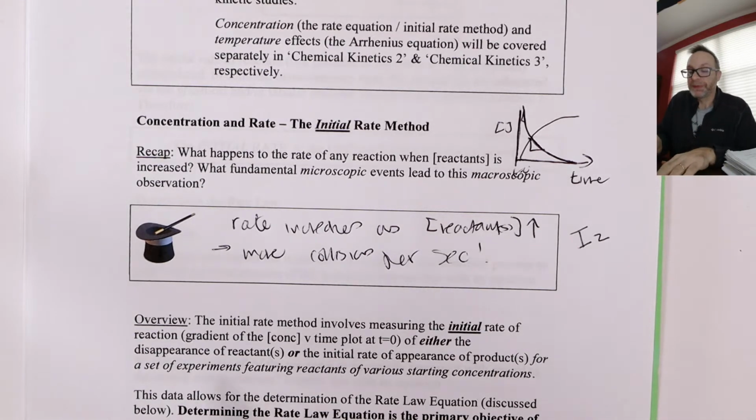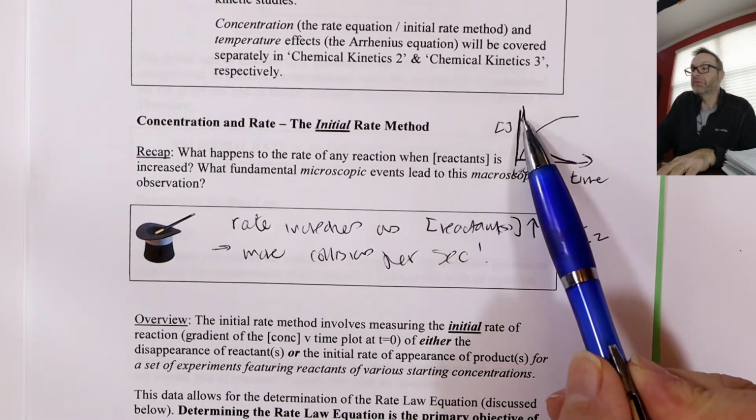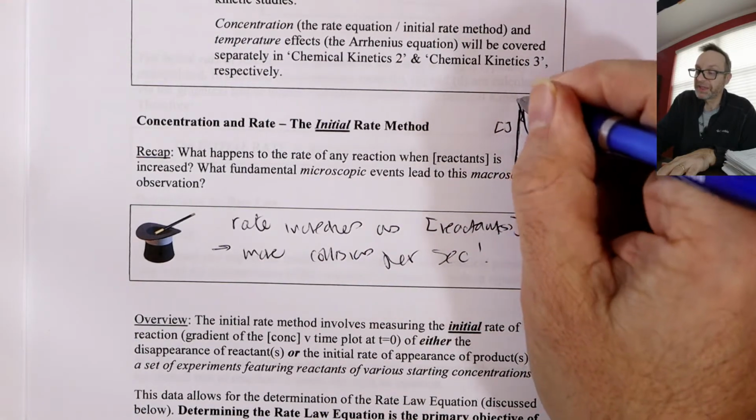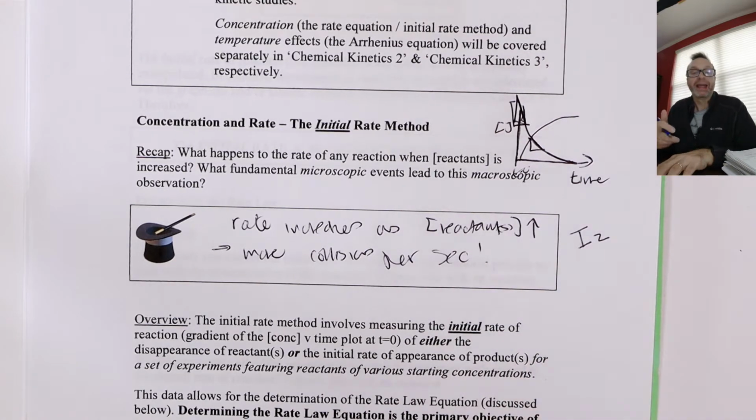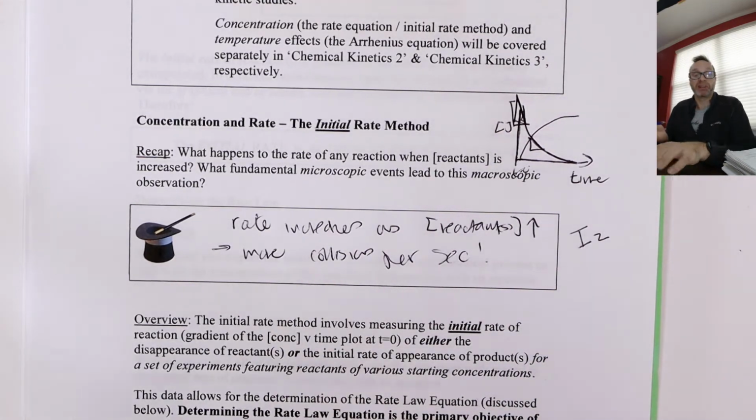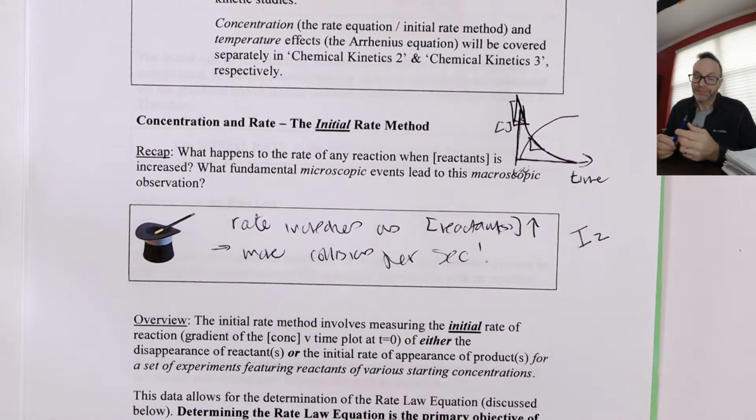All right, so overview then. The initial rate method involves finding that rate, the slope of the curve's tangent line at t equals 0. And why would we choose t equals 0? Because every reaction, no matter how fast or slow it is, starts at t equals 0. So we compare apples with apples, and we always start at t equals 0. That's called the initial rate. Again, we can look at the rate of disappearance of a reactant or appearance of a product, the slope at t equals 0 for one of those.